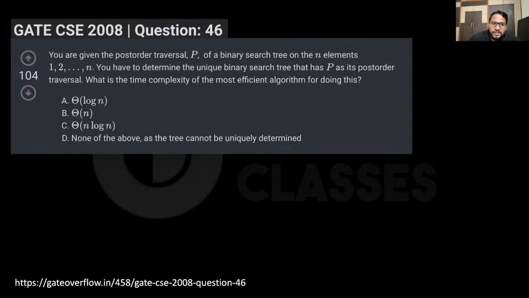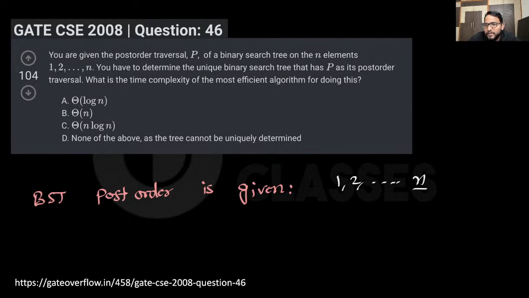Okay, so what they are saying: you are given the post order traversal P of a binary search tree of n elements. So basically, the BST post order is given to you. The n elements are from 1 to n. Interestingly, why I'm saying this is interesting, you will get to know. There are not n random numbers; they are actually from the sequence 1 to n.